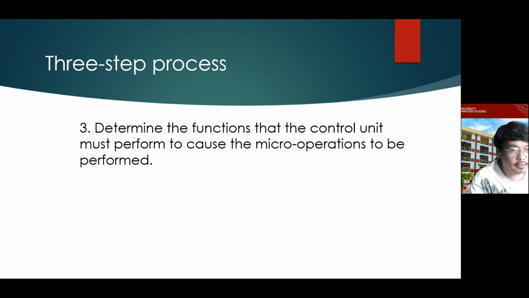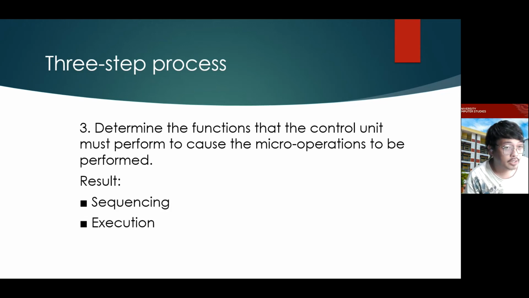There are 2 basic tasks the control unit performs. First is sequencing and the second is execution. For sequencing, the control unit causes the processor to step through a series of micro-operations in the proper sequence, based on the program being executed. For execution, the control unit causes each micro-operation to be performed.